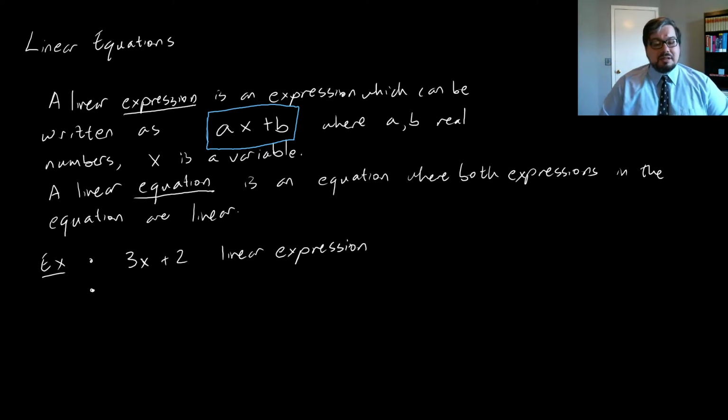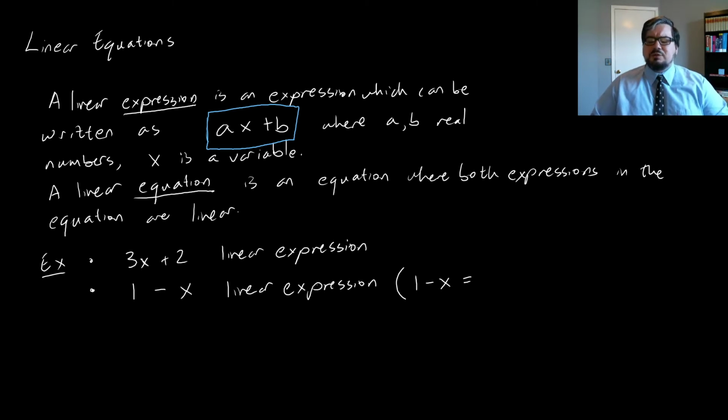Then we might have something like 1 minus x. This is also a linear expression. And this one, it's not written in precisely the form ax plus b, but we can rewrite it that way. So this is a linear expression because 1 minus x is equal to, we can use a little bit of rewriting things here. Remember that subtracting something is the same as adding the negative to it. So 1 plus negative x is the same thing as negative x plus 1, because the order of addition doesn't matter.